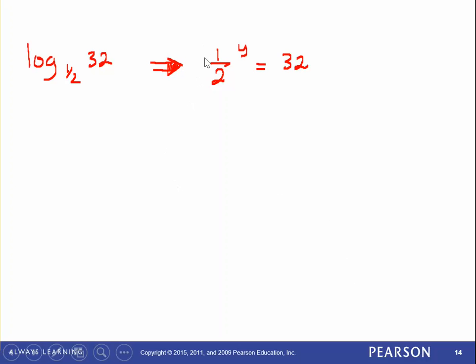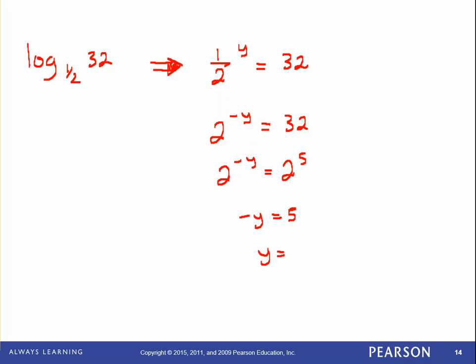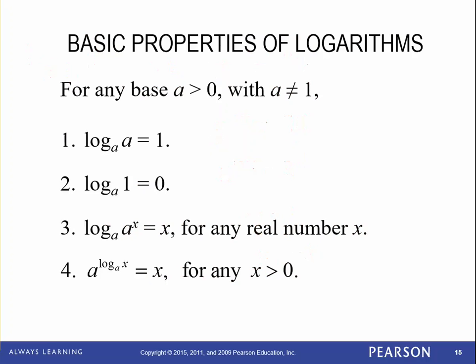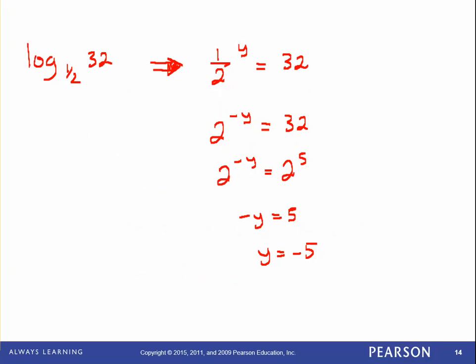Alright, I don't like the whole concept of a fraction here, so instead of 1/2, I'm going to make it a 2. But if I make it a 2, I just took the reciprocal of it, so now I have a negative on my exponent, so negative y. Now I need to have bases exactly the same, so the 32 is an exponent of 2 here. 32 is really 2 to the 5th. Once my bases are the same, now I can just take a look at exponents themselves and divide through by negative 1. And so y is equal to negative 5.